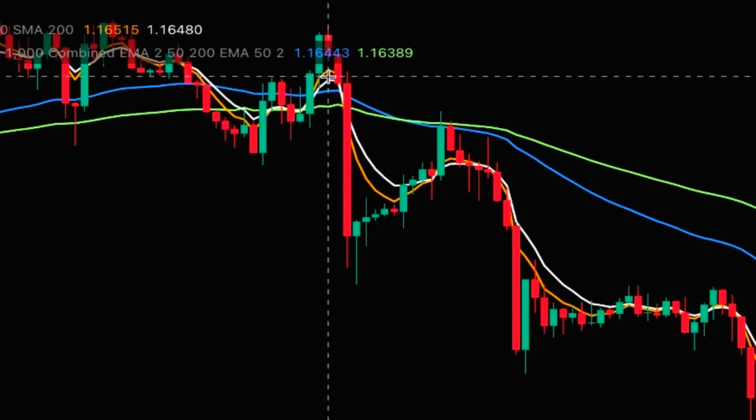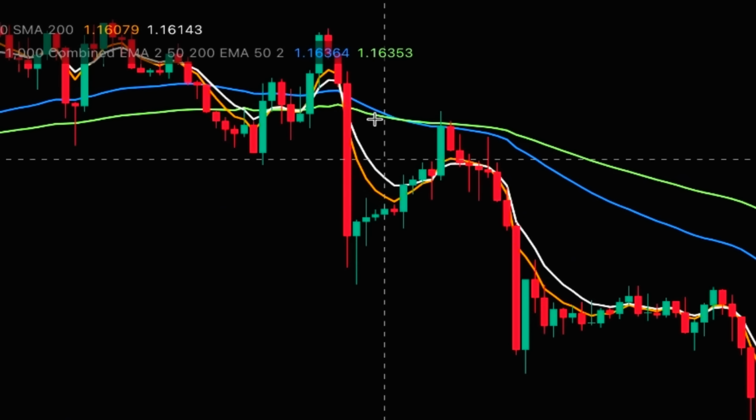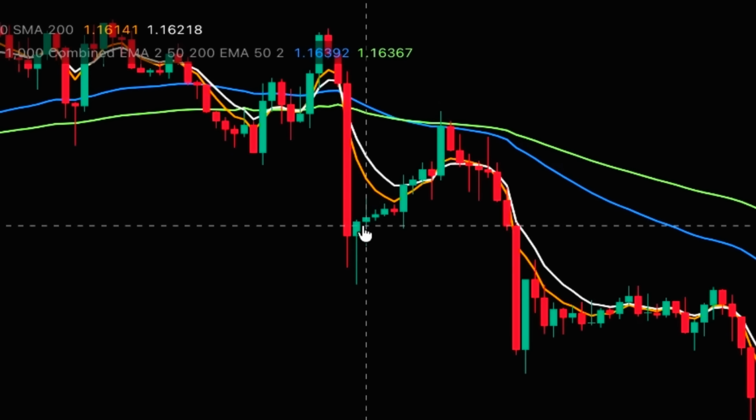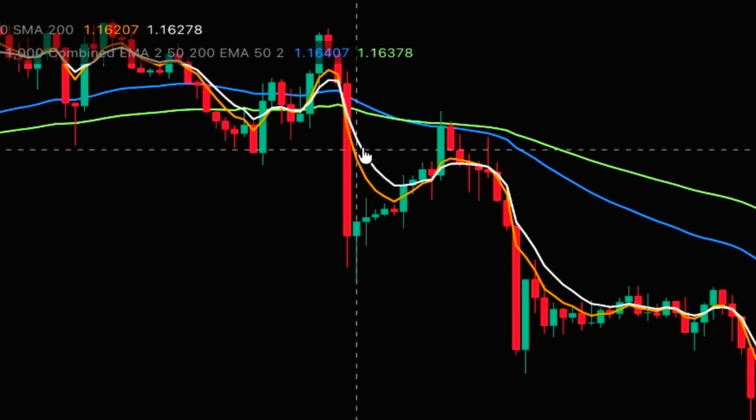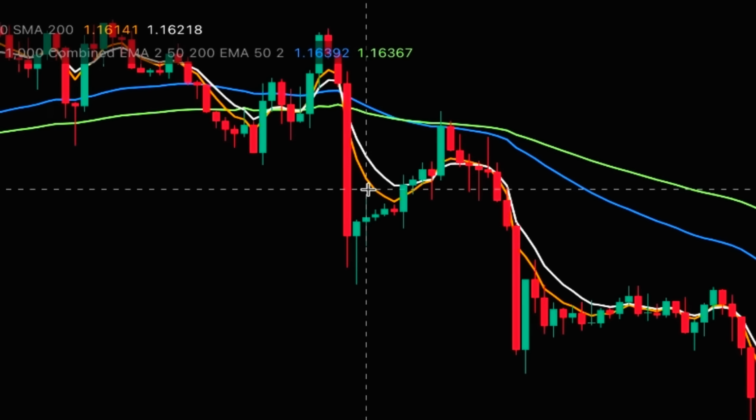But after that, we didn't get the next conditions regarding the pullback, and you can see that the price went down and now it is below the green line and the blue line, suggesting that we should look for short position opportunities. After that, you can see that the orange line and the white line are also below the green line, and now in the next step, we should wait for a pullback.